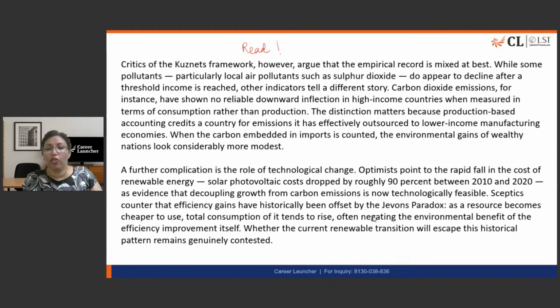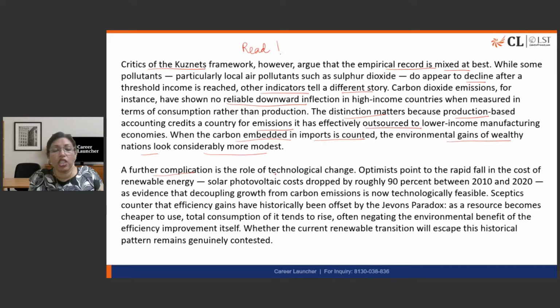All right. I hope you have read this part of the passage. This one said that critics of the Kuznets framework argue that the empirical record is mixed at best. So you have not been able to prove it. Some pollutants do appear to decline, but other indicators don't. Carbon dioxide emissions have shown no reliable downward inflection. This distinction matters because production-based accounting credits a country for the emissions it has effectively outsourced to lower-income manufacturing economies. When the carbon embedded in imports is counted, the environmental gains of wealthy nations look considerably more modest.